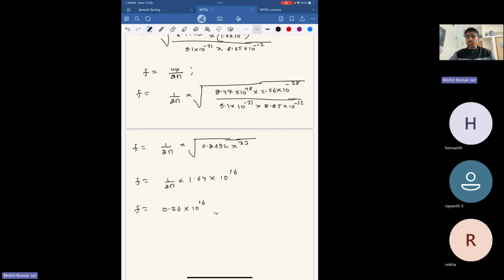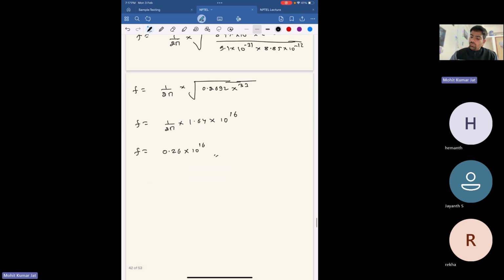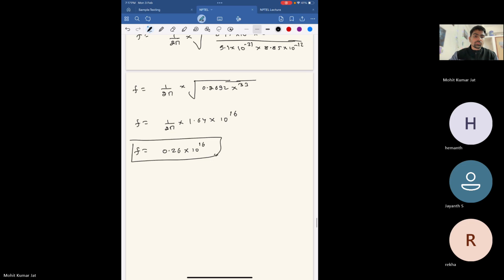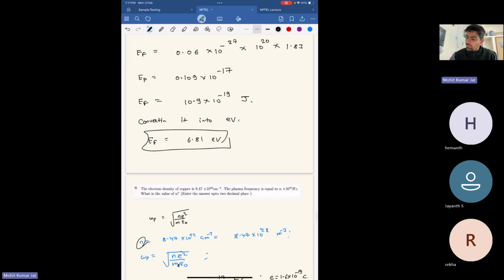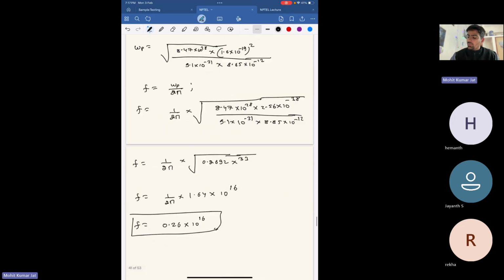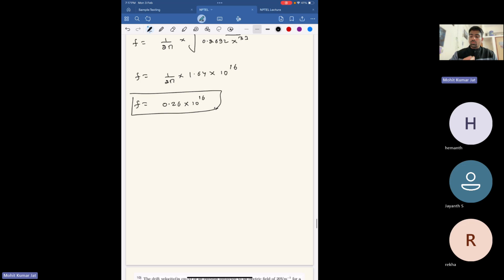Yeah. So that's how it's been calculated, and you can calculate it. It will turn out to be 0.26 times 10 power 16. This is 1.64 times 10 power 16 divided by 2 pi. This is the frequency. The question asked for 10 power 16, the plasma frequency to two decimal places, you can write it's 0.26, and if it's omega, then you write 1.64.